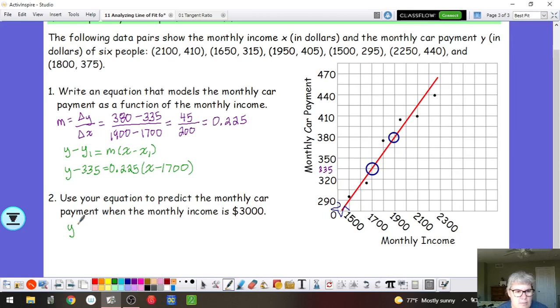Because x is the monthly income, I can write y minus 335 equals 0.225 times, replace x with 3,000, because that's what we're making the prediction for, minus 1,700.